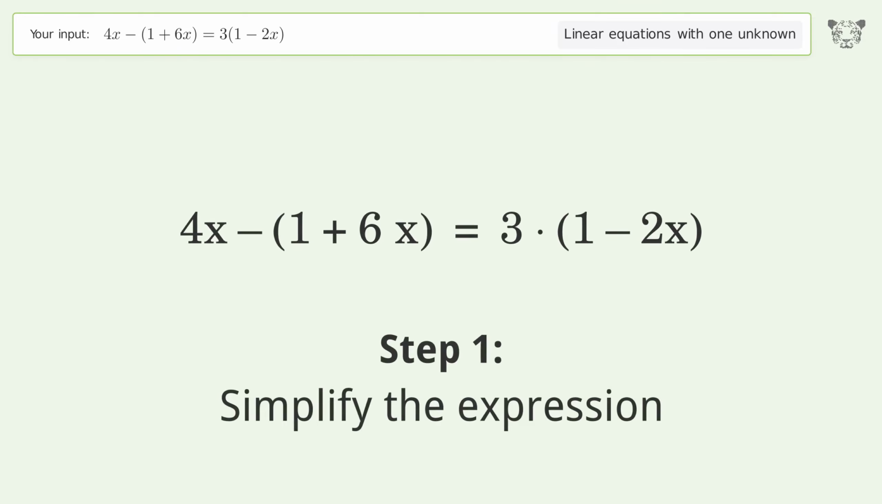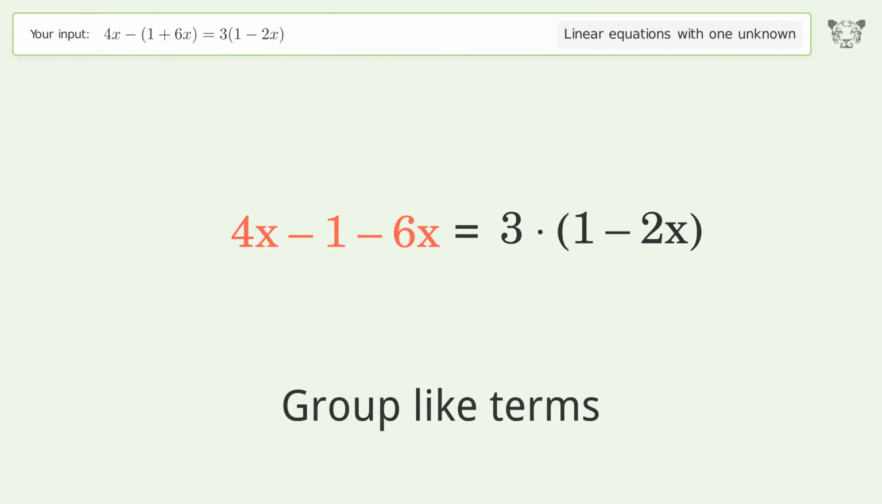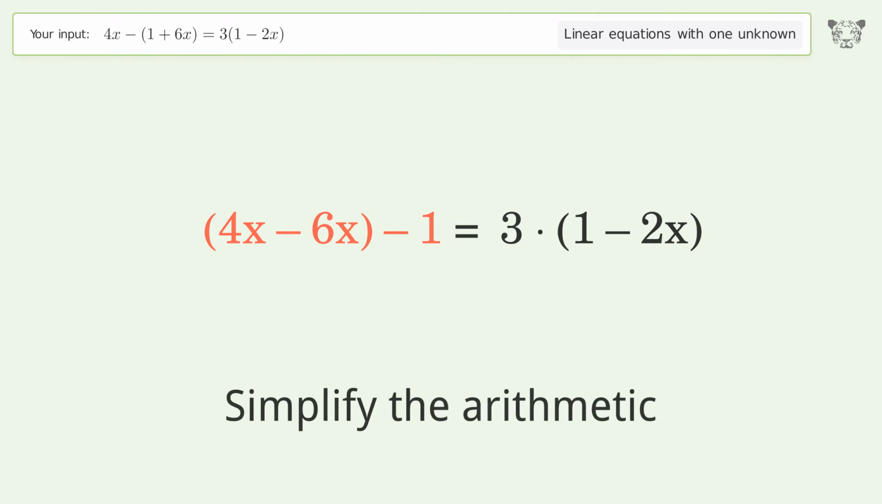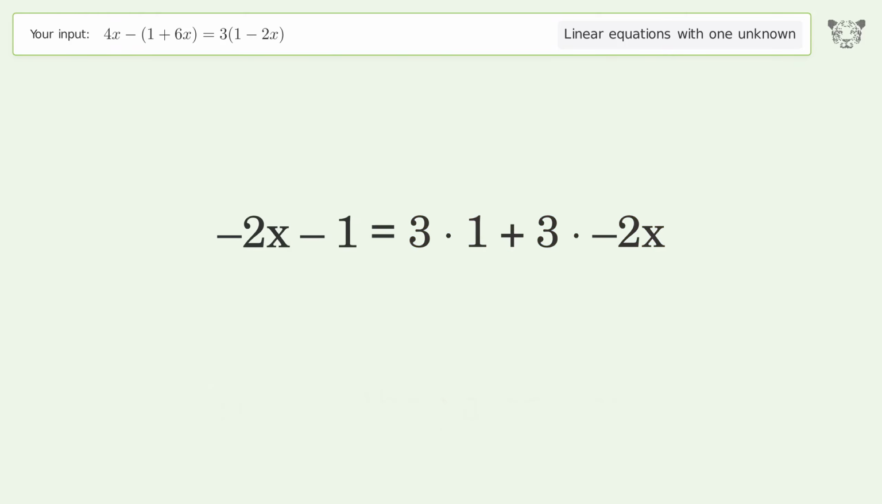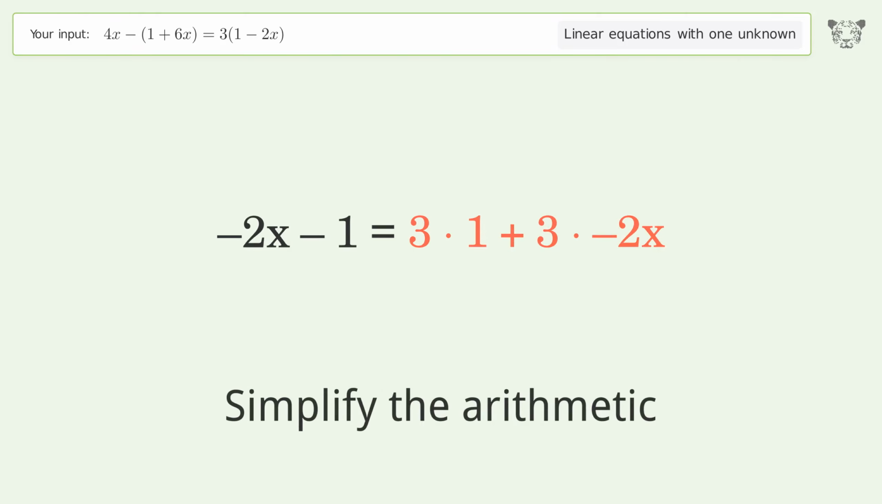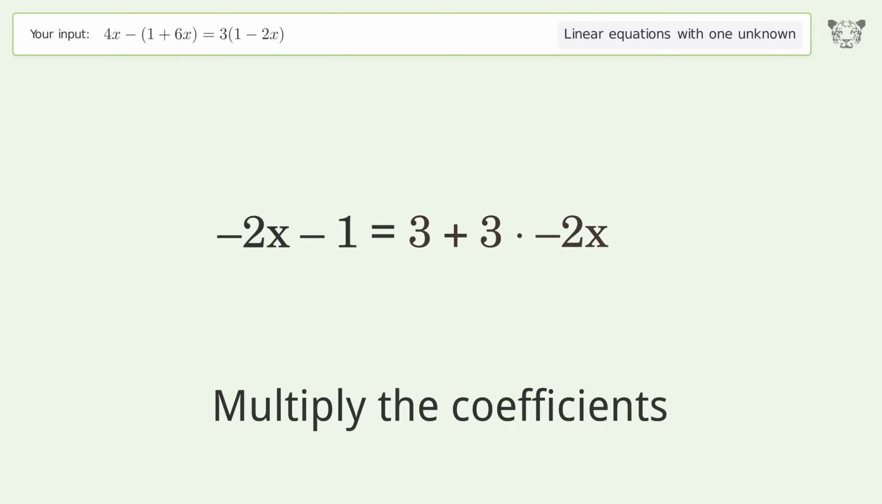Simplify the expression. Expand the parentheses. Group like terms. Simplify the arithmetic. Expand the parentheses. Simplify the arithmetic. Multiply the coefficients.